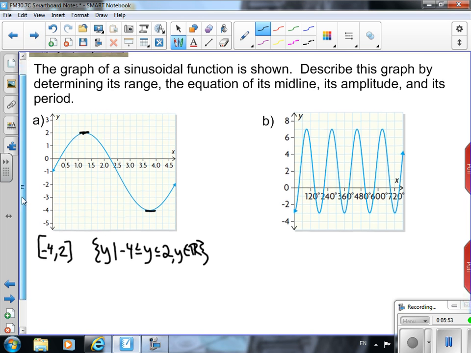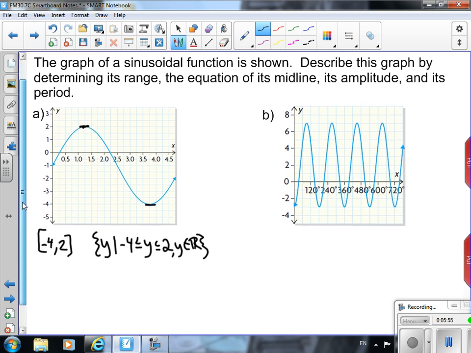The equation of the midline is going to be an equation. Since it's going to be a horizontal line, it's a y equals line. So the midline will always pass through the y-axis. So we need to be able to find out what that is. The midline will be the average of the maximum and minimum values. So we can take those values, 2 plus negative 4 divided by 2. So that would be negative 2 divided by 2 equals negative 1.